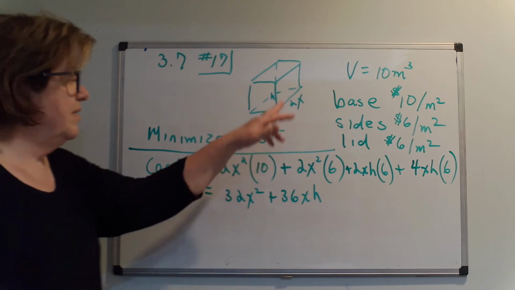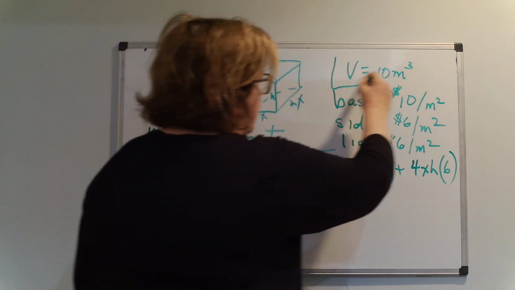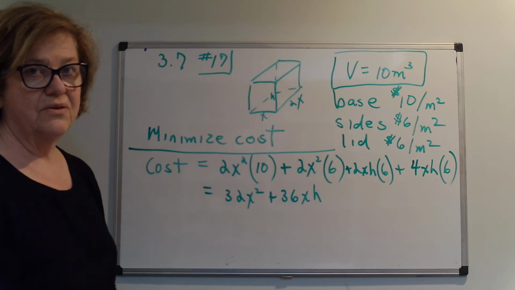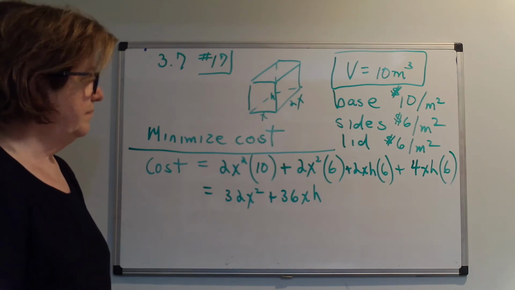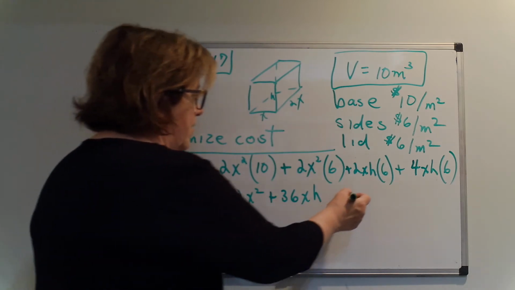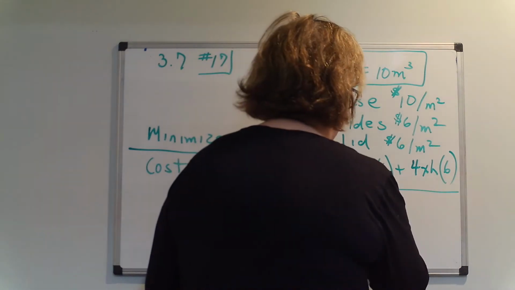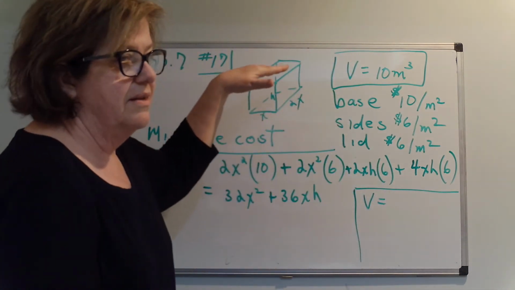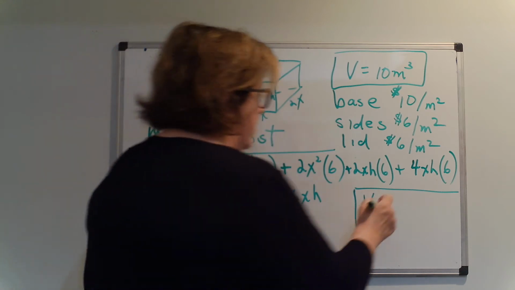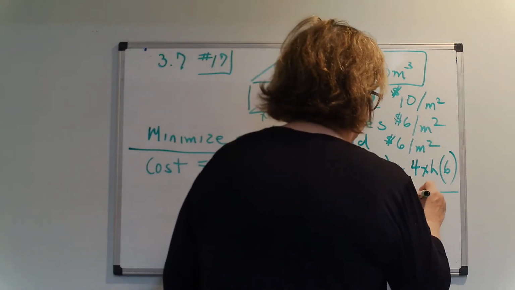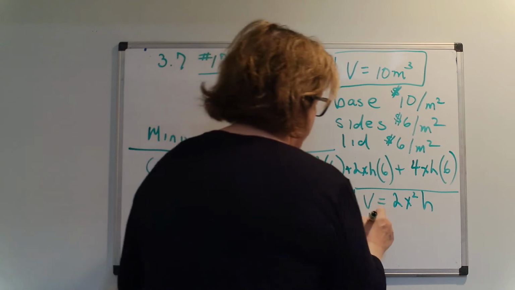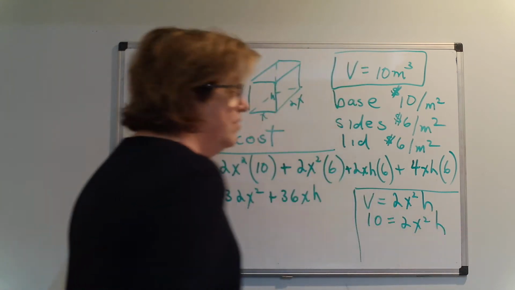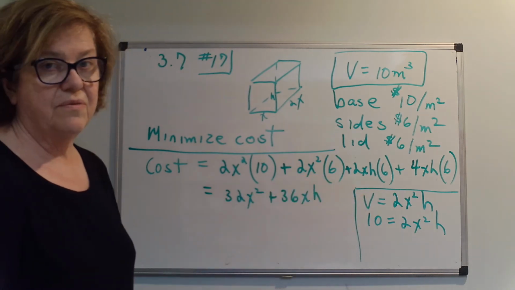But fortunately, we have another bit of information that we haven't used. The volume has to be 10 meters cubed. So over here, I'm going to say the volume would be the area of the base times the height. So it would be 2x squared h, and we know that's supposed to be 10. So now we can get h in terms of x.